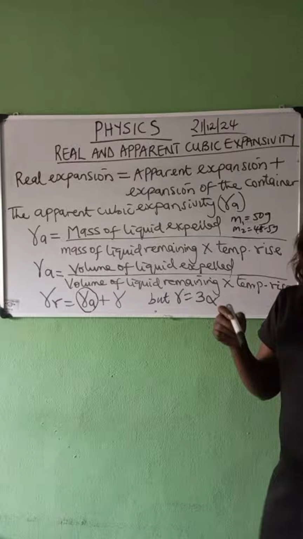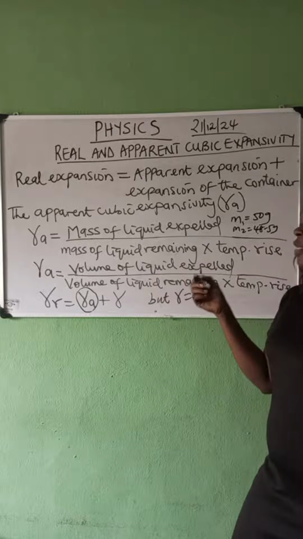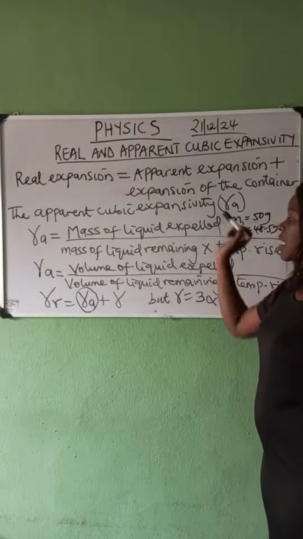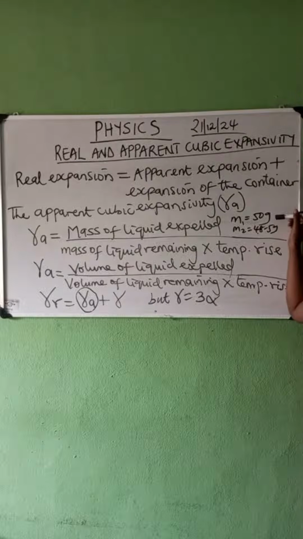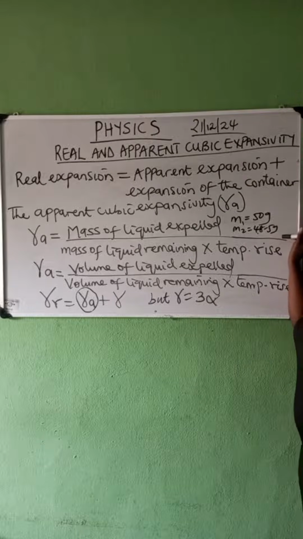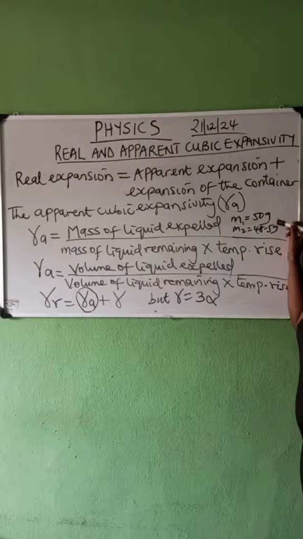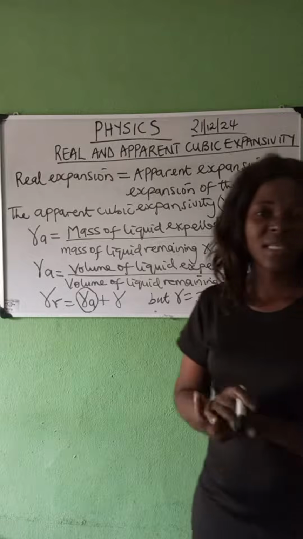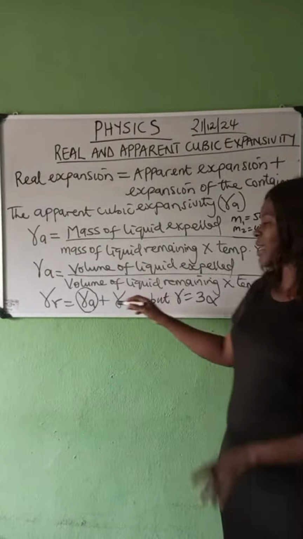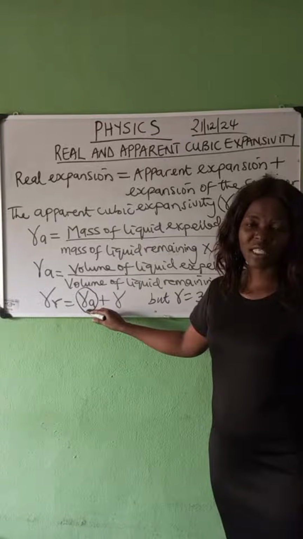Now, for us to be able to know the mass that has been expelled, we're going to say that the mass of liquid expelled is equal to the original mass before heating minus the mass remaining. By the time you get the subtraction, you know the mass that has been expelled. Is that clear? Now, with this formula, we can get the apparent cubic expansivity.